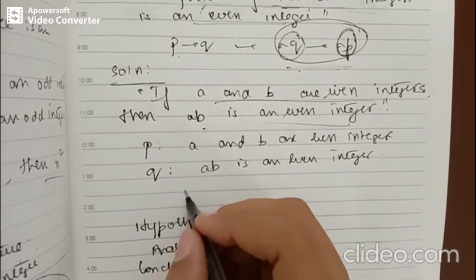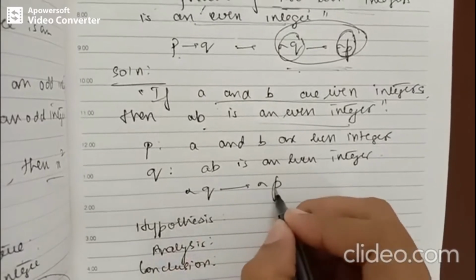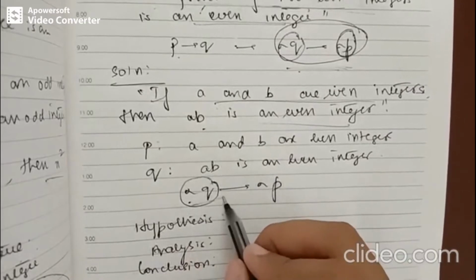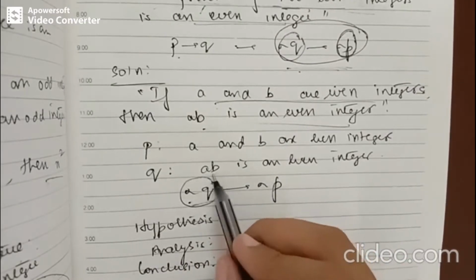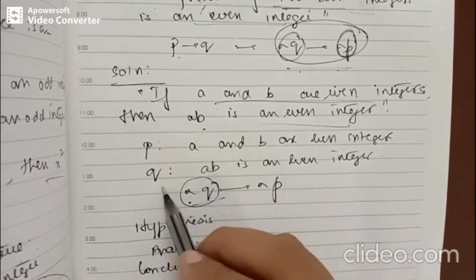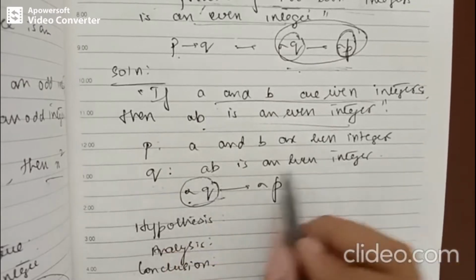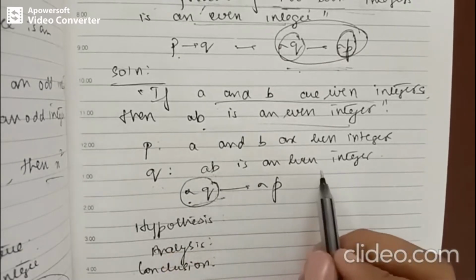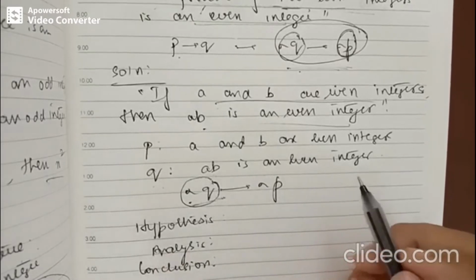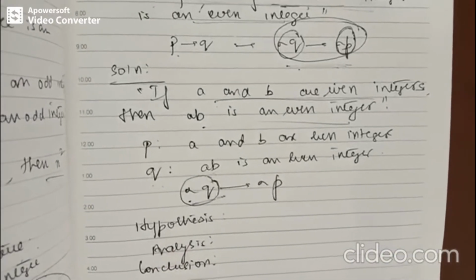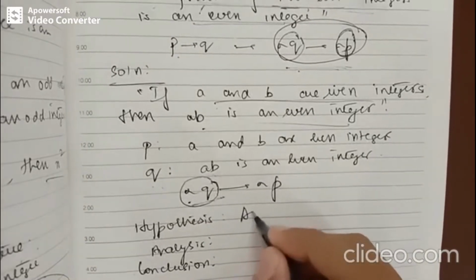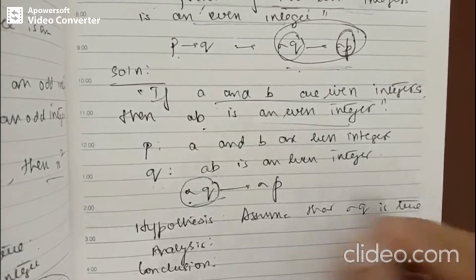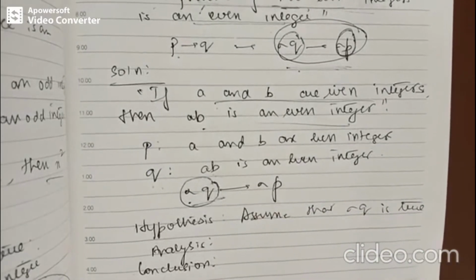So we'll start with the contrapositive. What is the contrapositive? Negation Q implies negation P. We start with negation Q is true. Q denotes AB is an even integer, so negation Q will be AB is an odd integer, right? So we are going to start with this. I'll write in the hypothesis, assume that negation Q is true. We'll start with this assumption here in indirect proof.